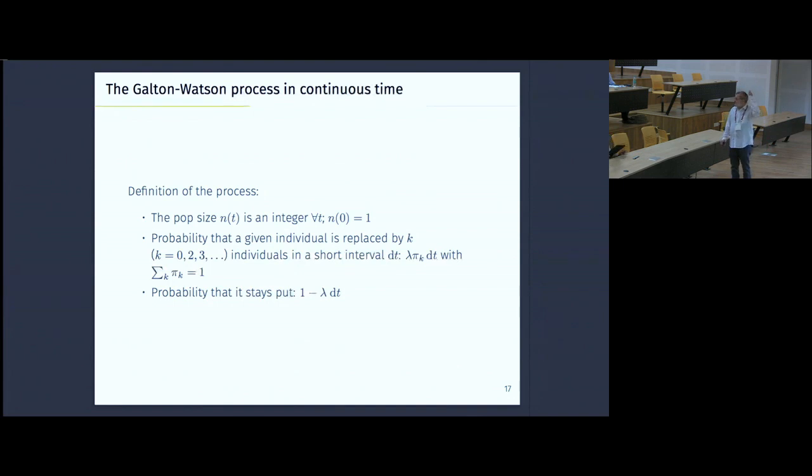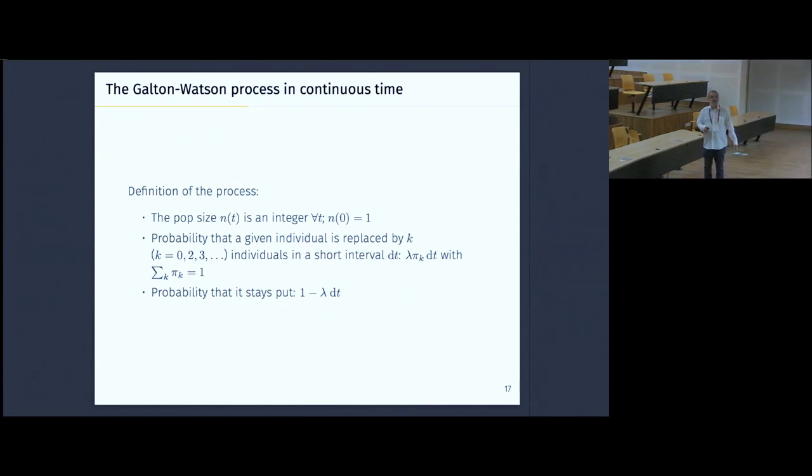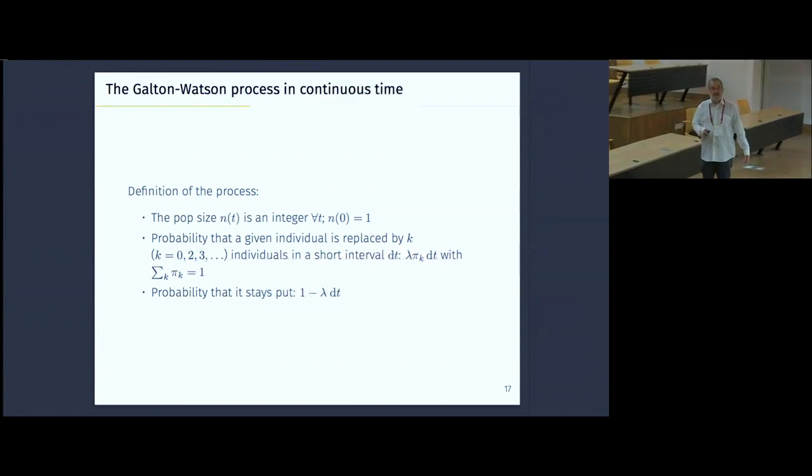Okay, so this is just for, because it's useful, and it is easier to follow if you have done the discrete time. So the idea is that, again, we have n of t. Remember, t is continuous, but n is an integer. And the probability given an individual is replaced by k individuals in a short interval of time dt is given by lambda times pi k of dt.